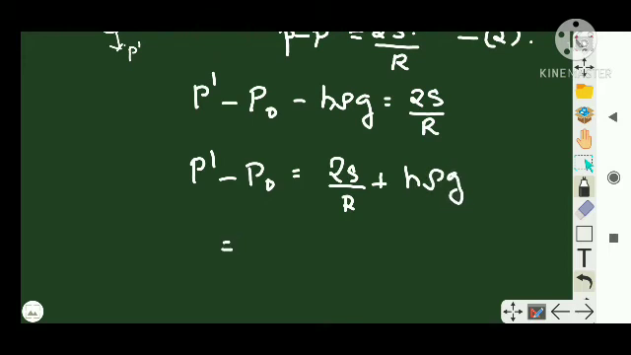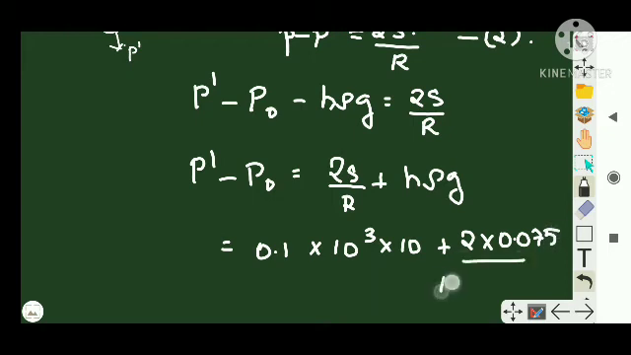Now h is how much? It is given as 10 centimeters, so 0.1. Rho is given as 10 to the power 3. g is 10. Plus 2 into 0.075 divided by radius, which is 1 mm, 10 to the power minus 3. So you will get it around 1130 Pascal.